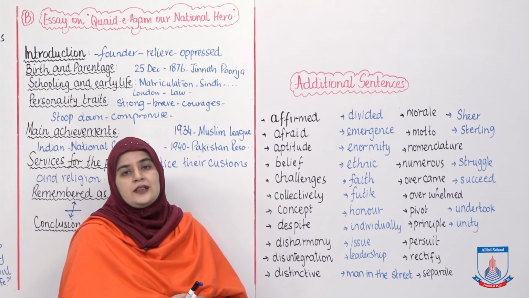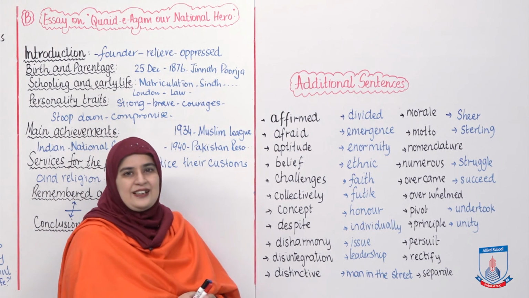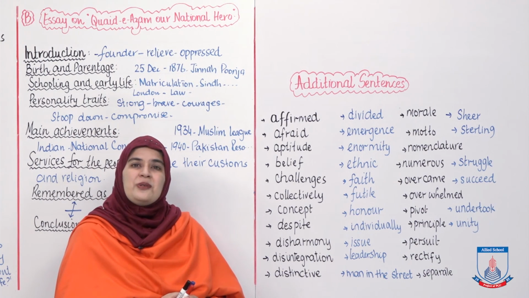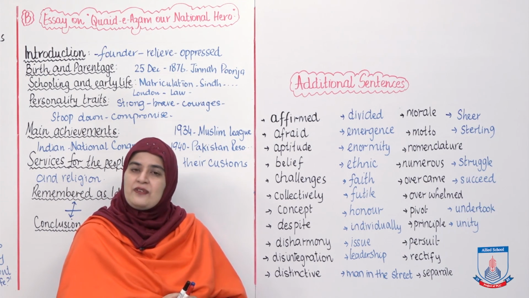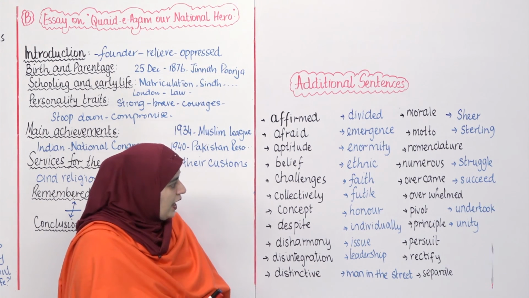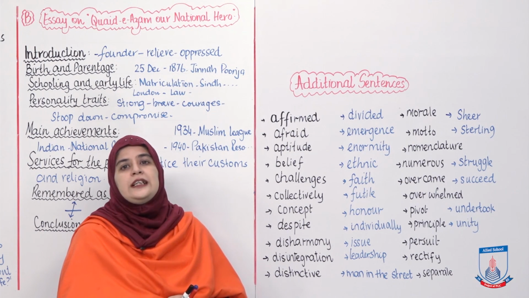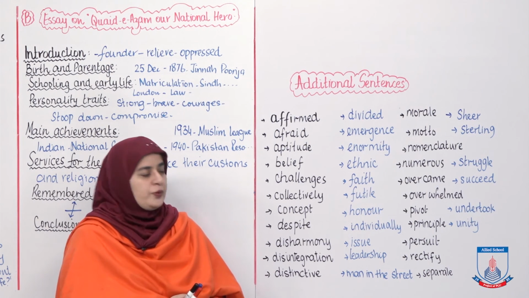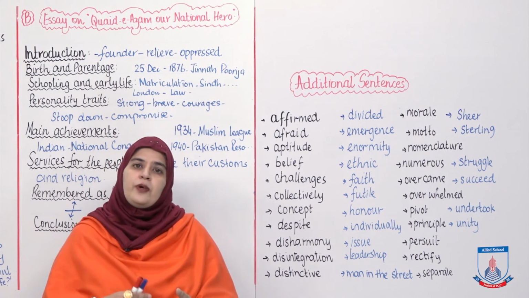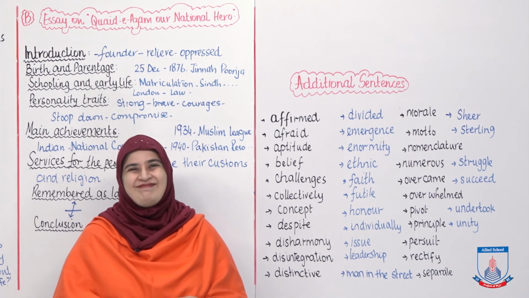Struggle: Pakistan came into being after a lot of struggle. Succeed: you must try again and again, even if you fail, if you want to succeed finally in your life. Undertook: he undertook a lot of oppression and finally he was able to release himself from the duty. Unity: the problem of the day is the unity which we are lacking as a nation.